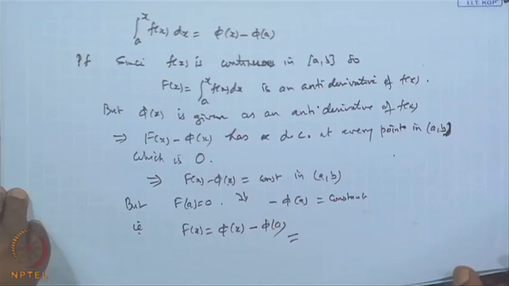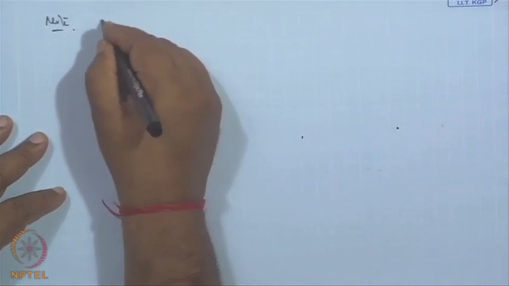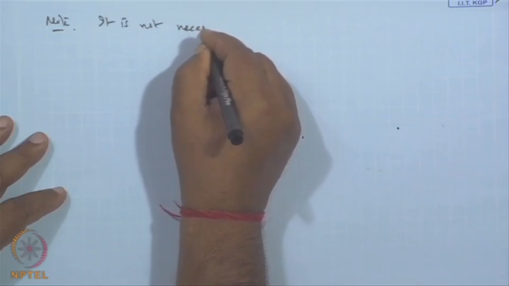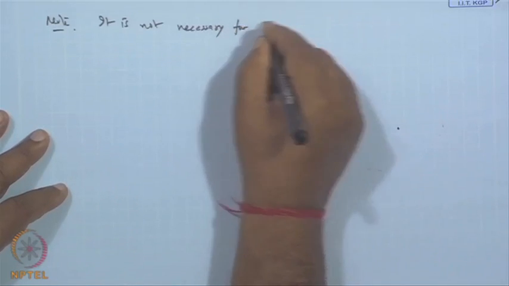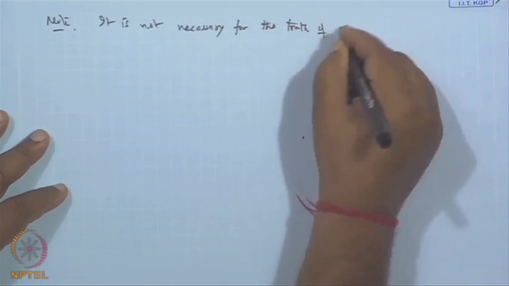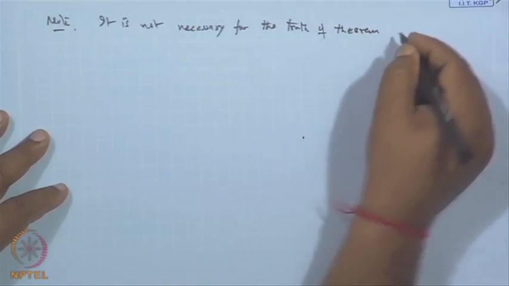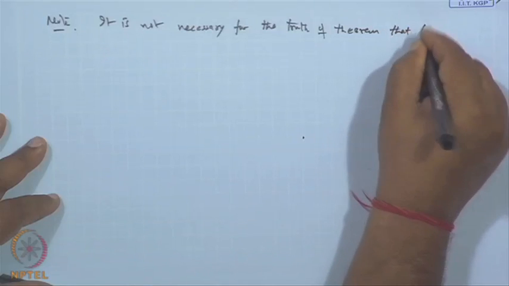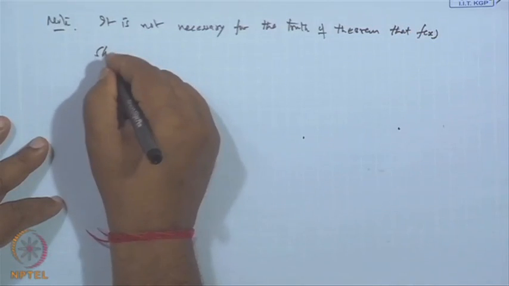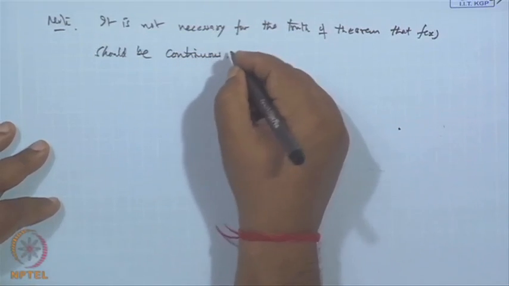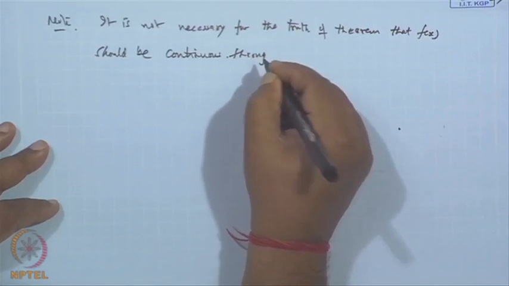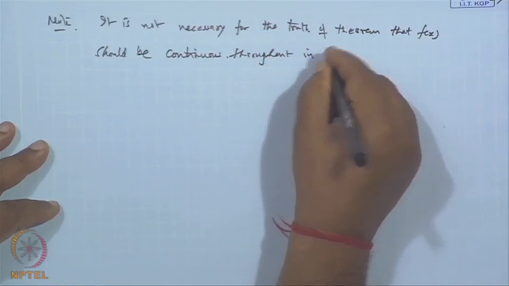Now, a remark or note: it is not necessary for the truth of the theorem that f x should be continuous. In fact, if it is a Riemann integrable function, it need not be continuous throughout the interval a b.